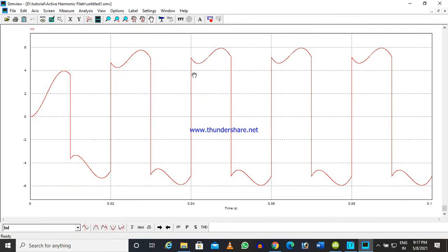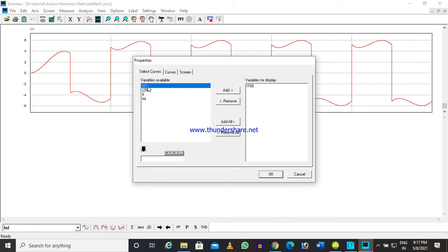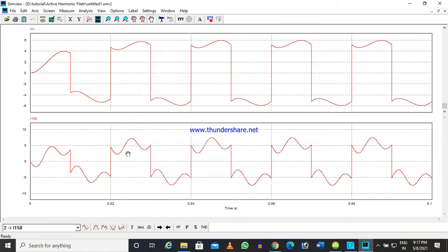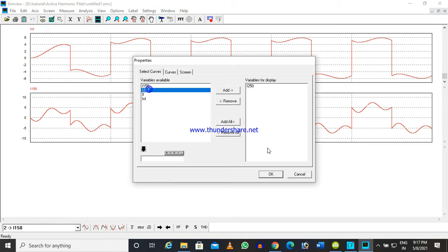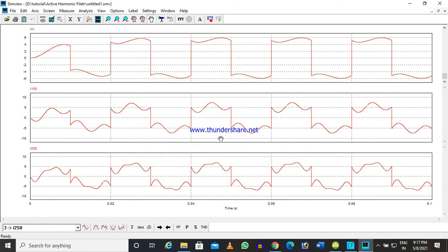waveform, this kind of distorted waveform we are obtaining due to the rectifier. Once I have subtracted the component of 150 hertz, I will get this kind of current waveform, and further if I subtract the component of 250 hertz, you see it is going slowly towards the sine wave. So if we are able to subtract all the components, then you will get a pure sine wave.